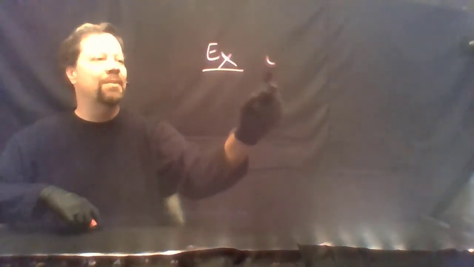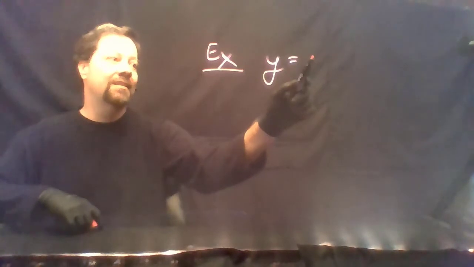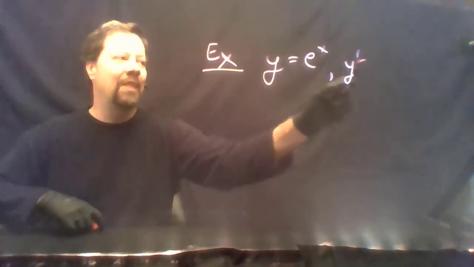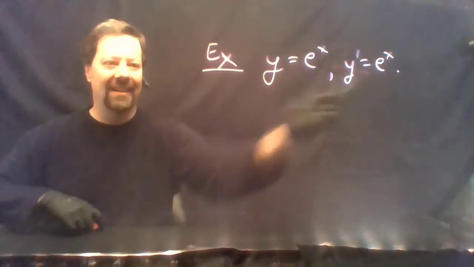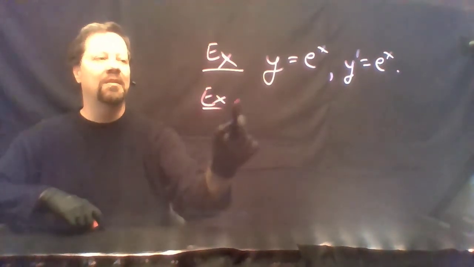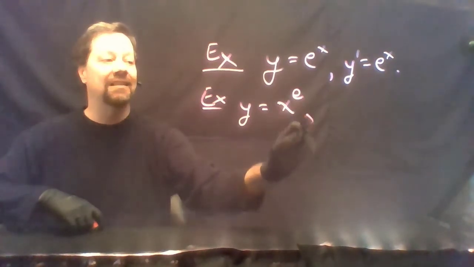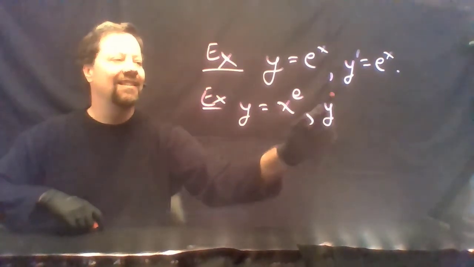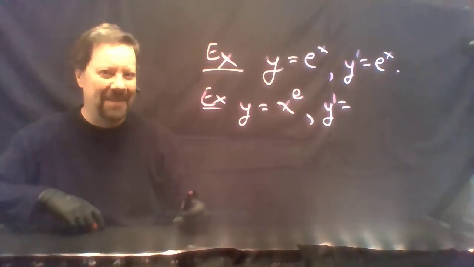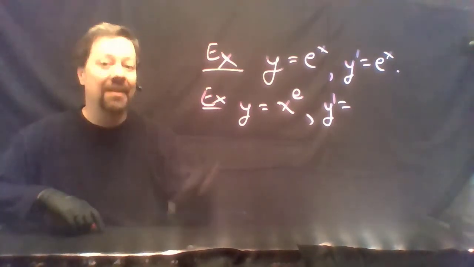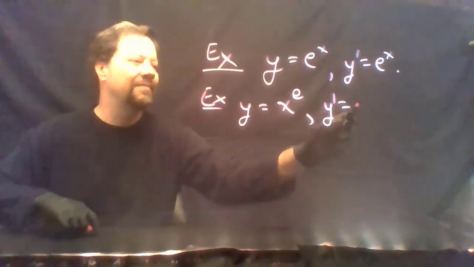So I have some tricky ones for you. Suppose that y is e to the power x. You know that y prime is e to the power x. But if y is x to the power e, what is y prime now? Now you have to use the power rule.